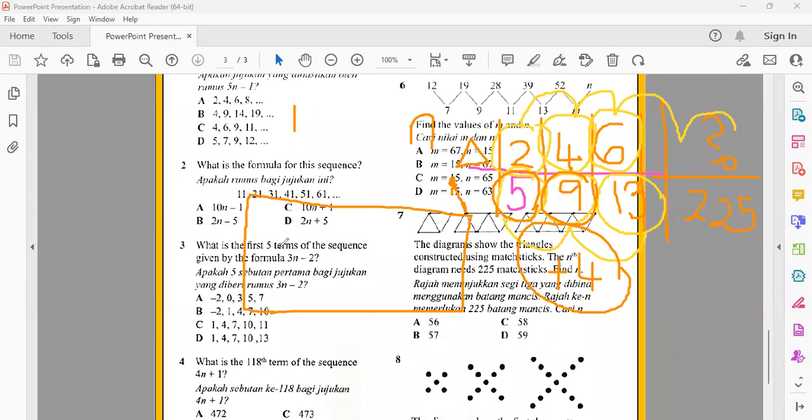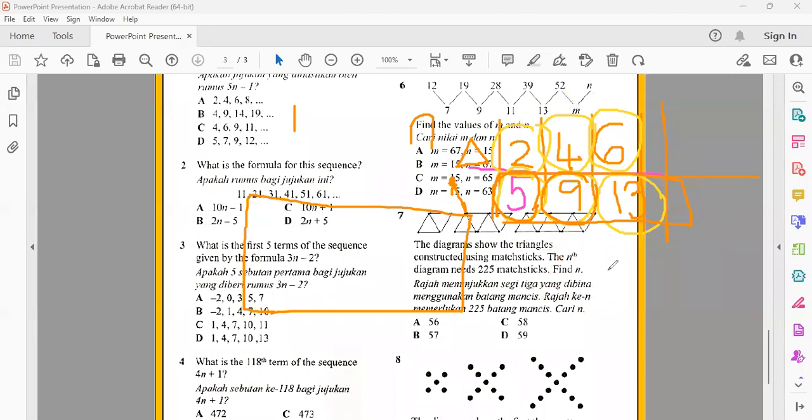Any ideas? Come on, think and see. How do I get this 5, 9, 13? How can I make a formula out of it? Don't worry about the 225. First, we find the formula. It's pretty easy. It's not that difficult.